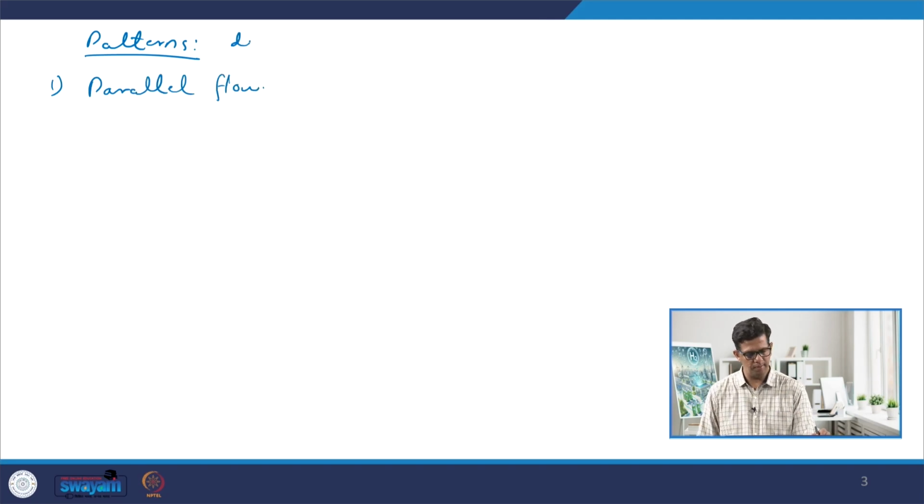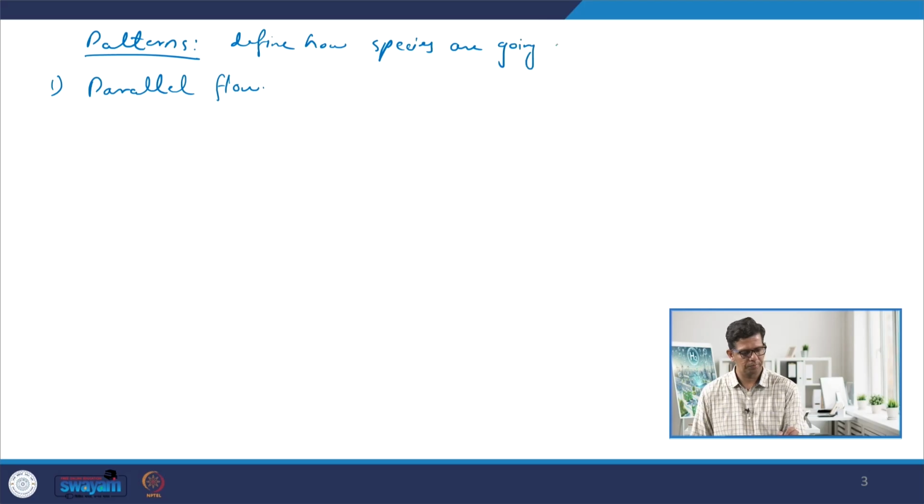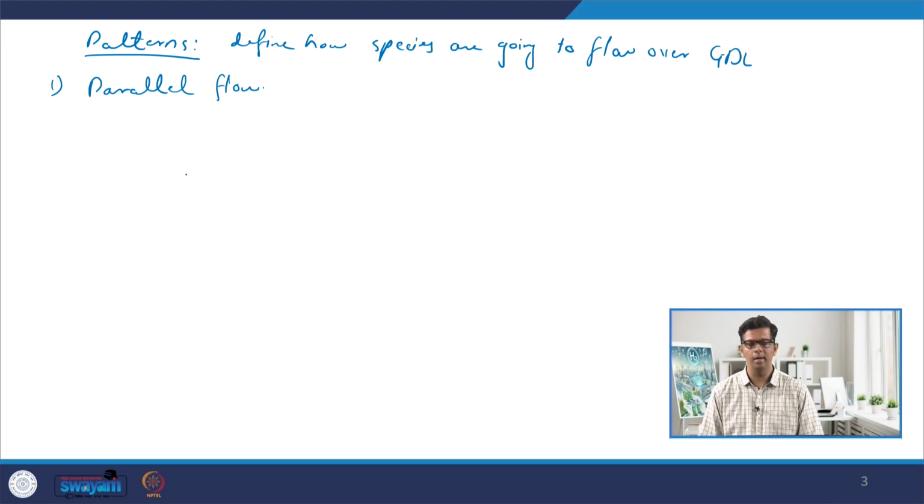So patterns basically define how species are going to flow over the gas diffusion layer, or once the water is produced on the cathode side of the fuel cell, how it comes out and how it is going to flow out of the fuel cell, that also is very well defined by these patterns. So let us talk about the parallel flow first. Let me draw how it looks.